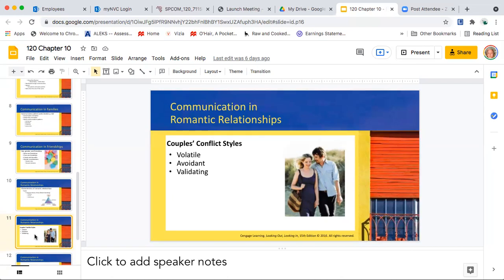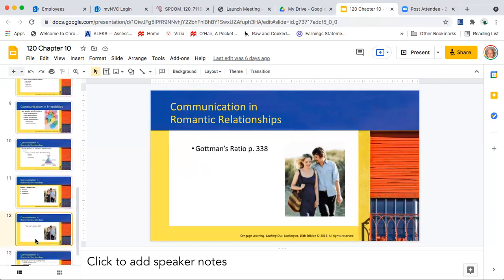Okay, and so again, just a time to pause and think about what, if any, experience you've had with any of these conflict styles in a relationship. And then on page 338, they talk about Gottman's ratio, which I think is really interesting, and I've actually had some personal experience with it. It's on the bottom of page 338.